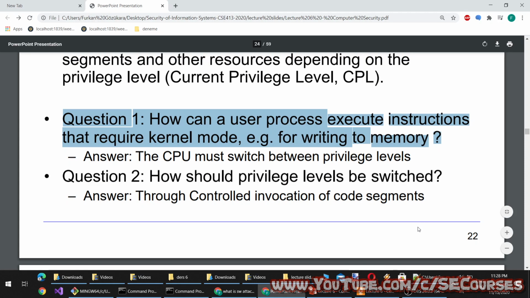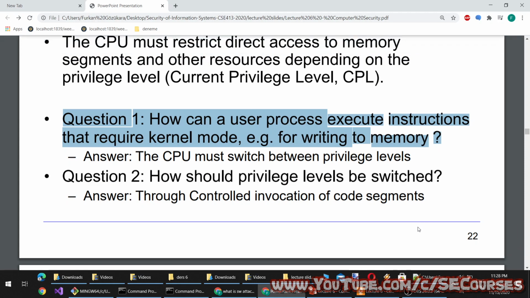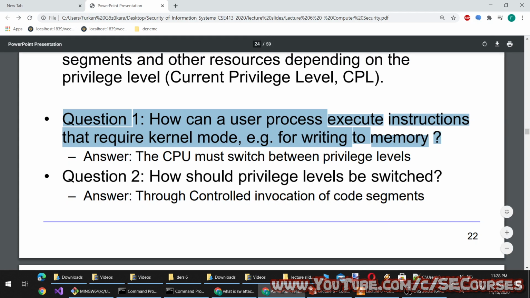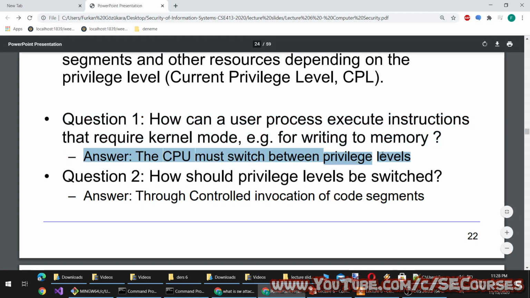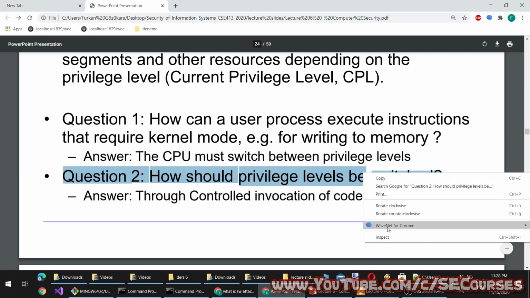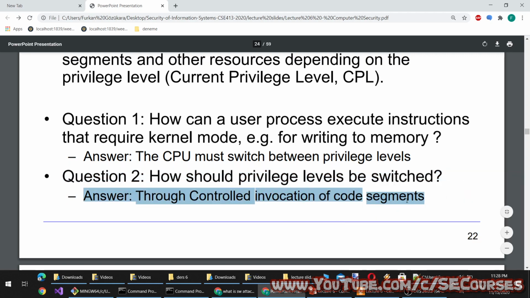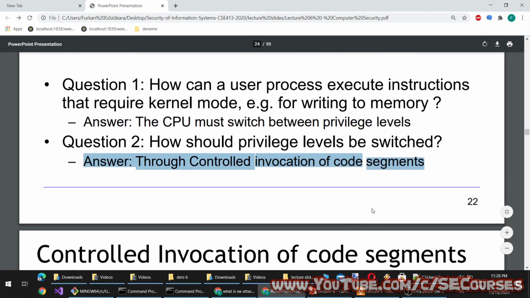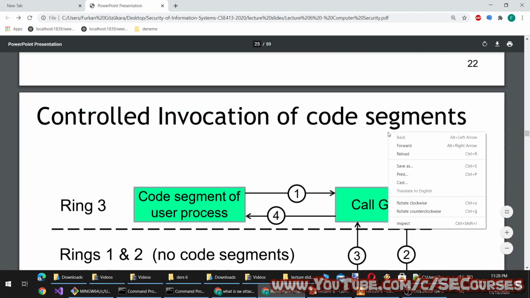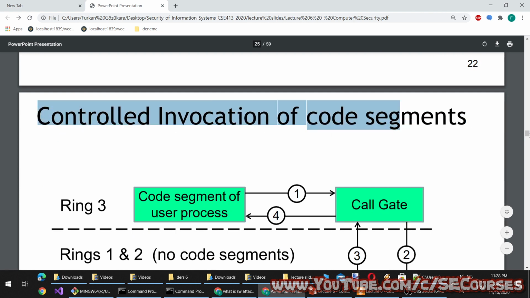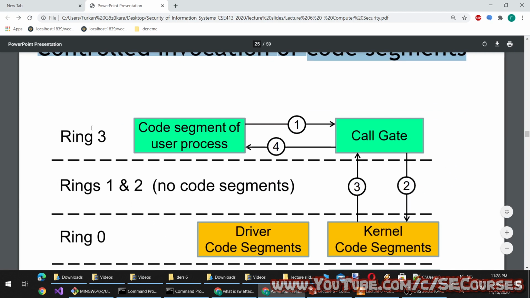Question 1. How can a user process execute instructions that require kernel mode, e.g. for writing to memory? Answer. The CPU must switch between privilege levels. Question 2. How should privilege levels be switched? Answer. Through controlled invocation of code segments.